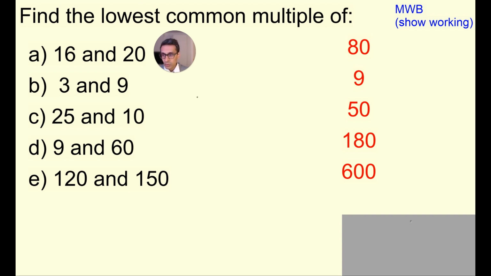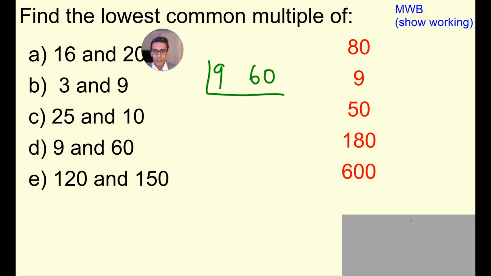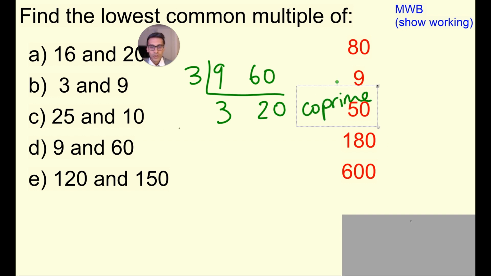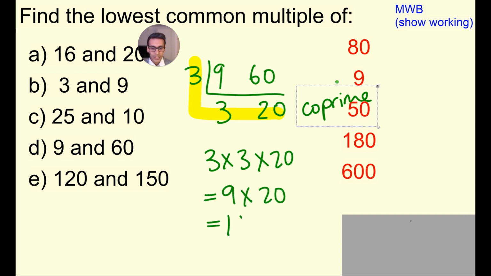So I'm going to just randomly pick one. I'm going to pick D, so for 9 and 60. So I'm going to divide this by 3 to get 3. 60 divided by 3 is 20. Now 3 and 20 are co-prime. So we're going to now multiply these numbers. 3 times 3 times 20. So that's 9 times 20, which is 180. So that's just an example of question D. The rest follow the same idea as well.